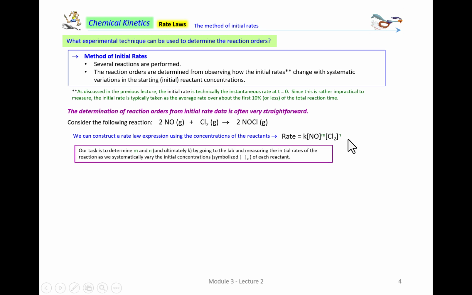So our task is to determine m and n and ultimately k by going to the lab and measuring the initial rates of the reaction as we systematically vary the initial concentrations of each reactant. We'll often symbolize initial concentration as square brackets with a subscript 0.